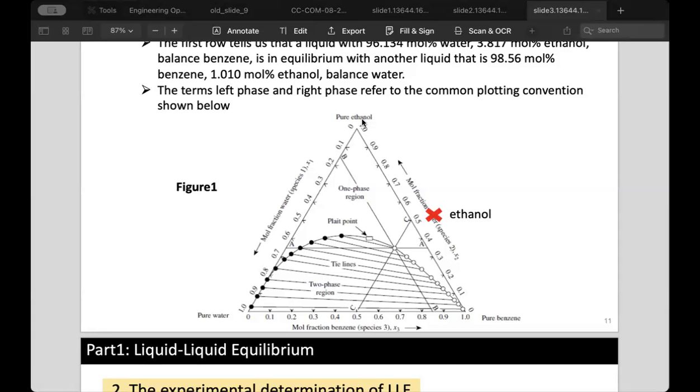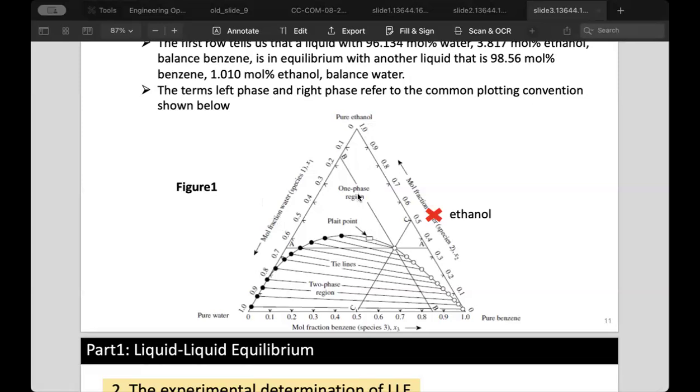This curve is a region of two phases. We have liquid-liquid equilibrium in that region only. Beyond this point, I mean this area, this area is one phase region.